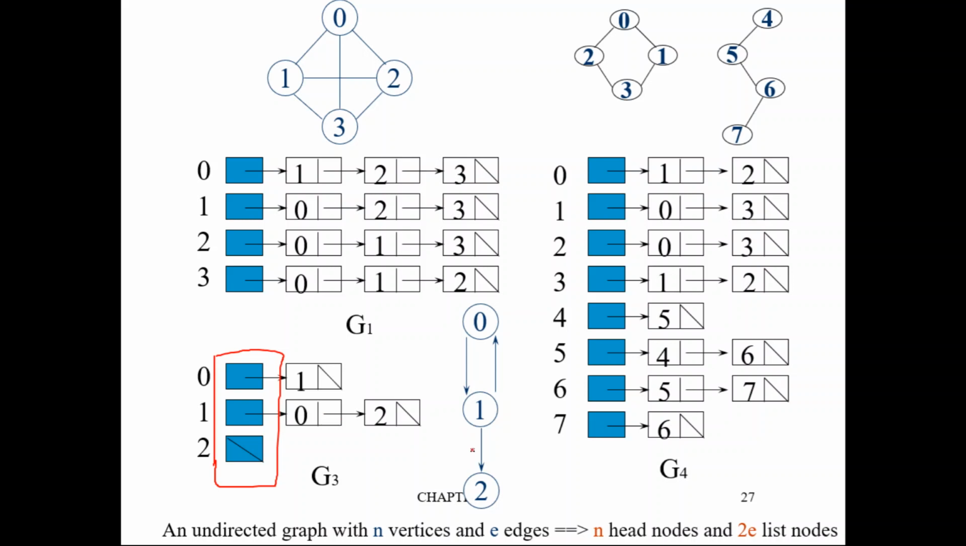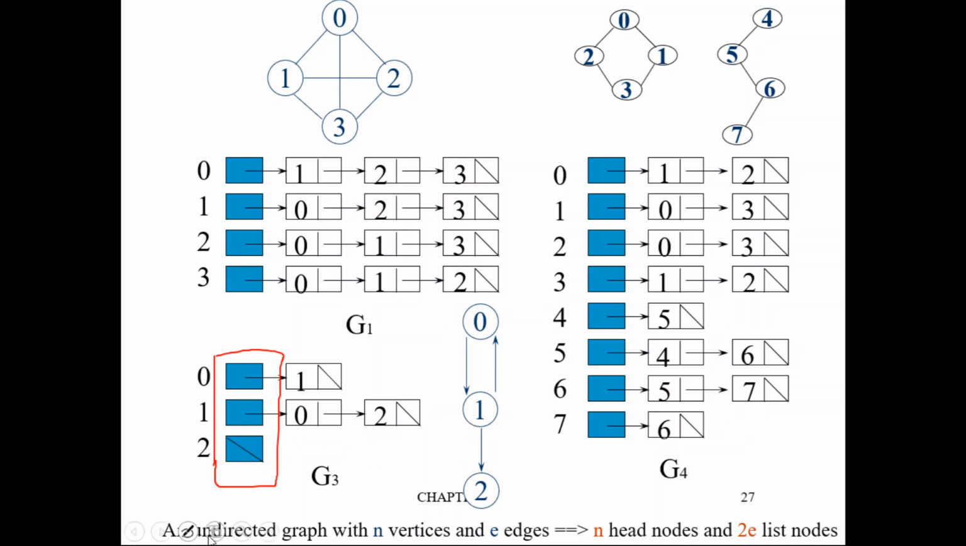Right. From 2, is there any outgoing edge from 2? Basically this is only talking about outgoing edges with respect to a directed graph. In an undirected graph it's either way, right? So with respect to a directed graph it's only talking about the outgoing edge. From 2, is there any outgoing edge? No. So it is just null.